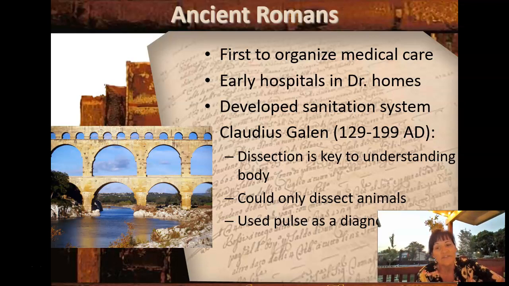Claudius Galen lived from 129 to 199 AD, and at this point, he figured out that dissection was the key to understanding the body. Even then, though, he could only dissect animals. He did use pulse as a diagnostic tool, to see how fast the heart was beating. In ancient Rome the pulse was used for diagnostics, and we still use it today. One of the first things you do when you go in for vitals is to see how fast your heart is pumping.